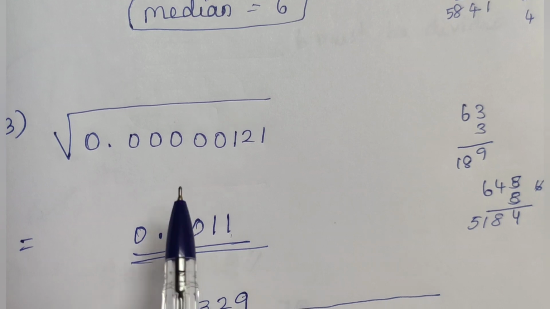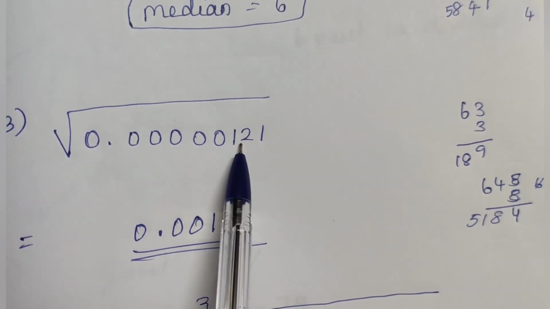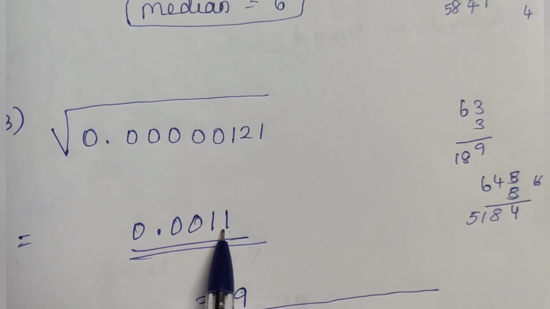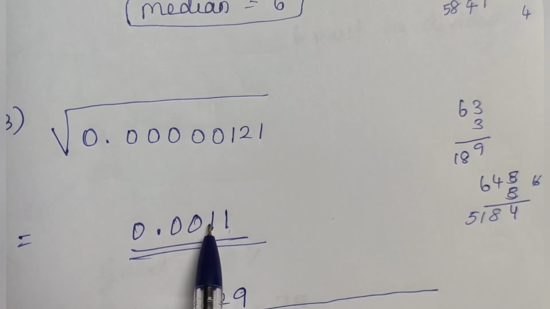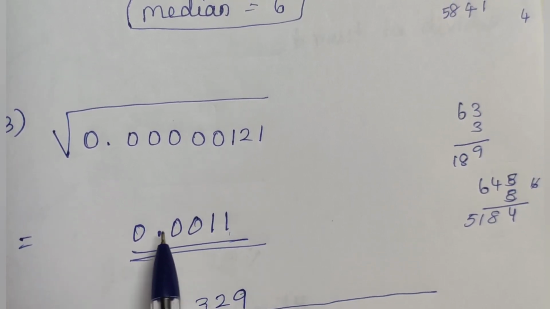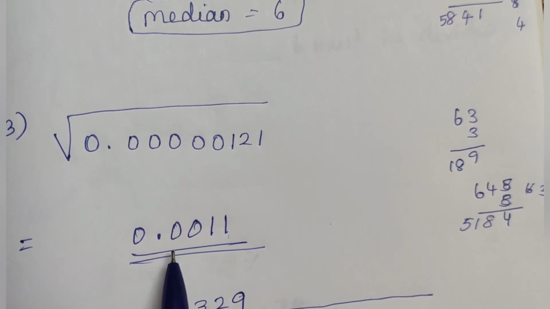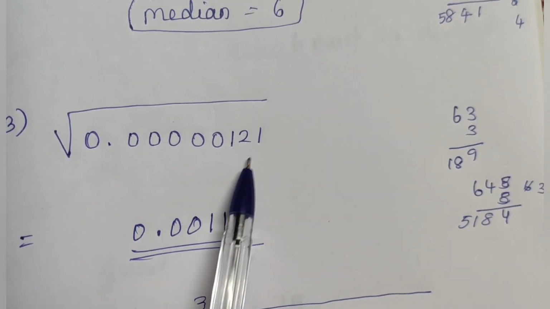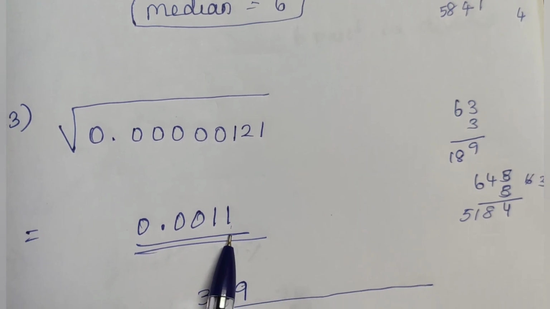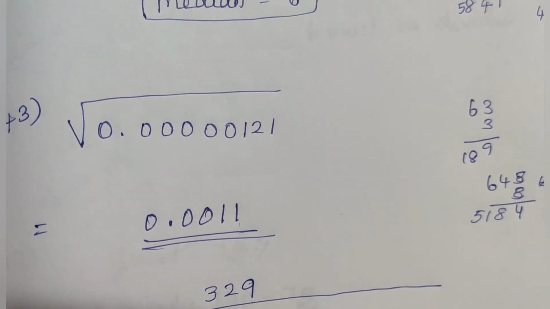So in the root you have 4 decimal places. 121, the answer is 11. And I have to give 4 decimal places. 1, 2. I add 0, 0.0, 0.0011. So when in the question there are 8 decimals, in the answer I give 4 decimals. So this is the final answer.